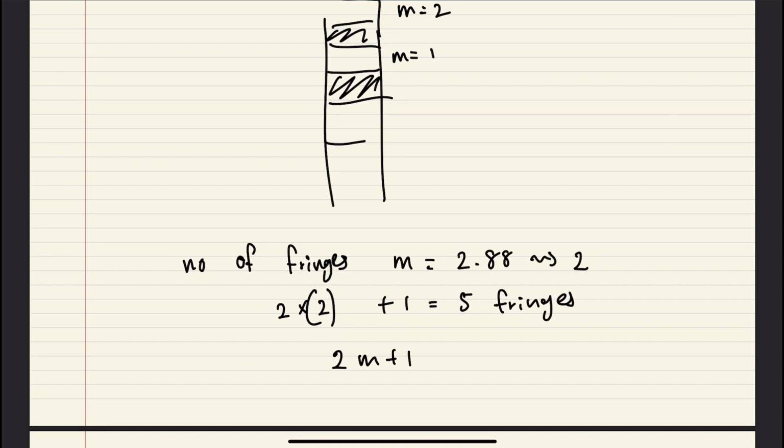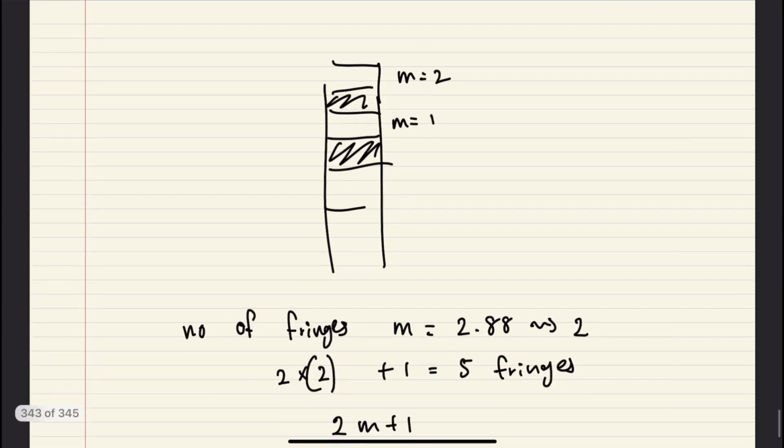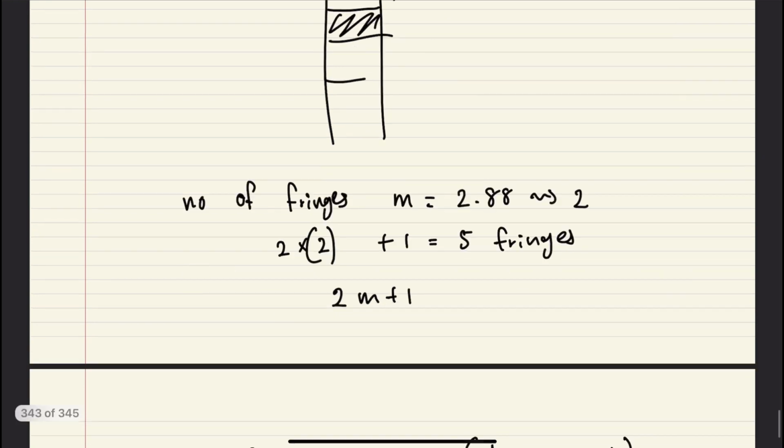Okay, so 2M plus 1. Please remember this. If they ask you to calculate numbers of fringes, maximum number of fringes or something, especially for this one, maximum sine theta is equals to 1. You calculate numbers of M. Let's say you get M equals to 2.5, 2.8. You round it off to the whole number before, and then you multiply by 2, and then you add 1, so that you can get the total numbers of bright fringes.